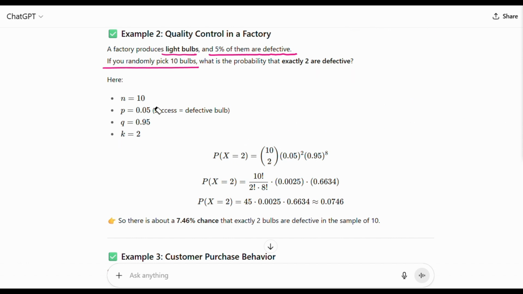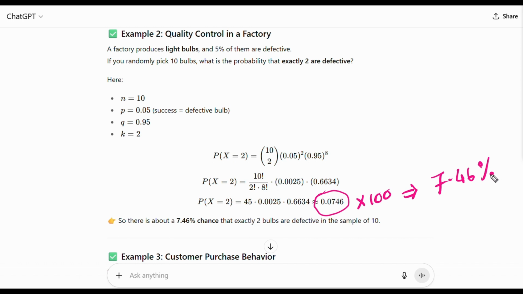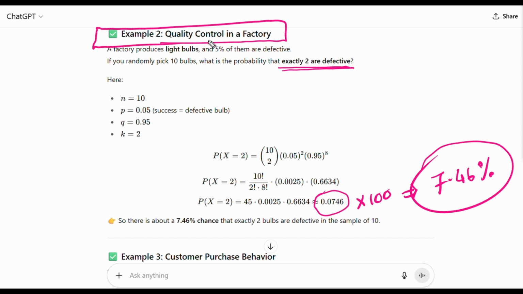So again you have seen another practical problem. I think now you are getting some more insights. The answer which is coming is 0.0746. If you multiply it by 100, it converts into a percentage, and it is coming as 7.46%. So the chance of getting exactly 2 defective light bulbs is 7.46%.